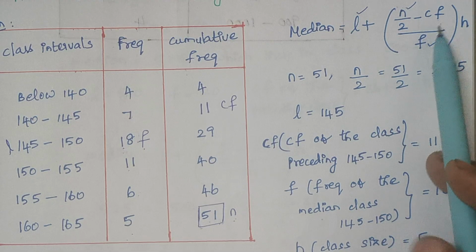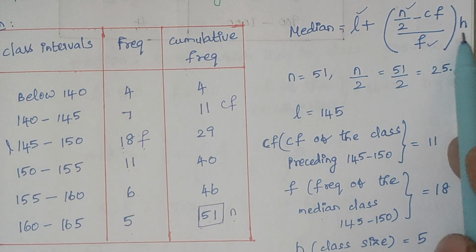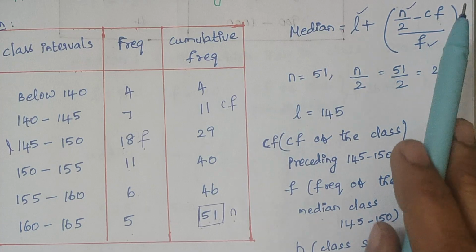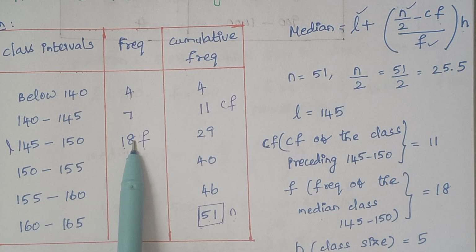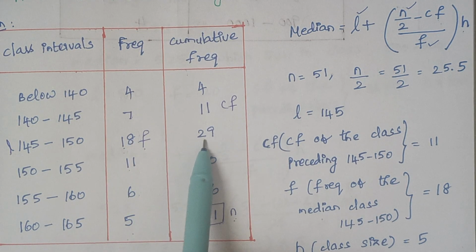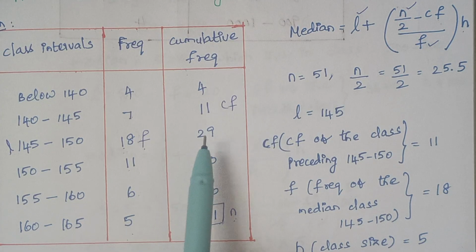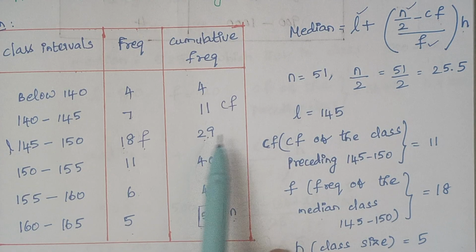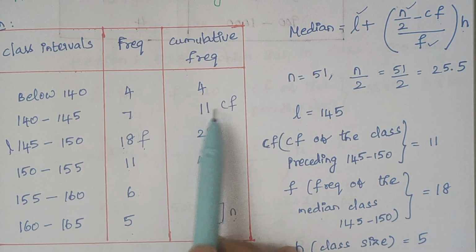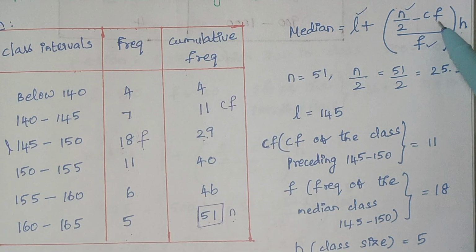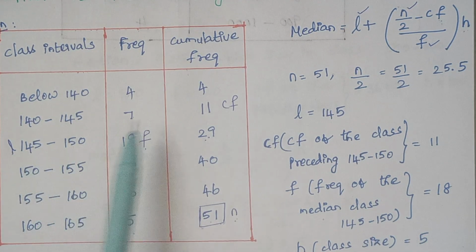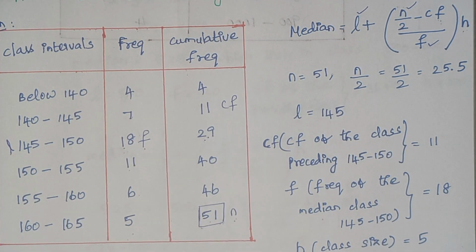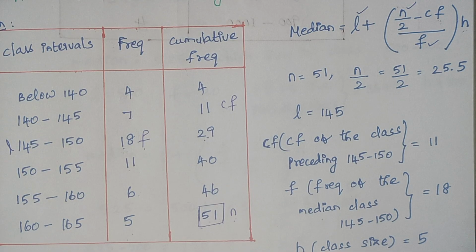And the remaining parameters are Cf, that is cumulative frequency, and h. So for cumulative frequency, you see the maximum frequency over here is 18, and the respective cumulative frequency is 29. So here we have to select the cumulative frequency value prior to this. So prior to this value is 11. So the value of cumulative frequency is 11. What about h? The value of h is nothing but the difference between the interval limits. So 150 minus 145 gives you 5.